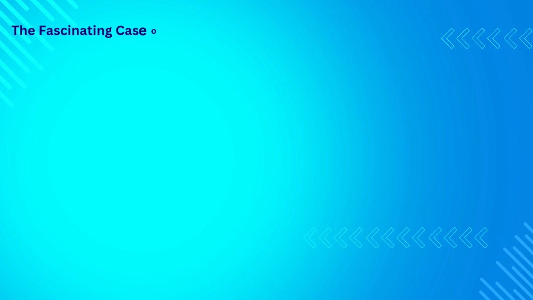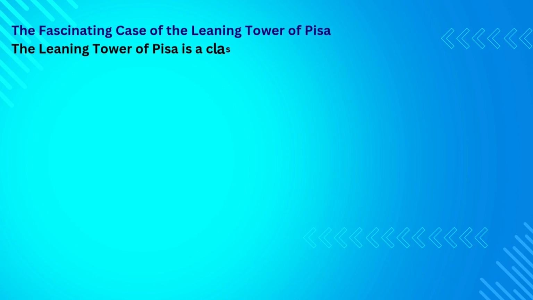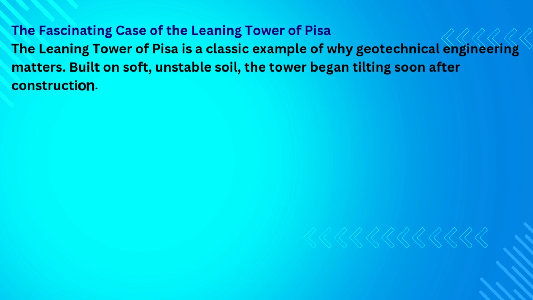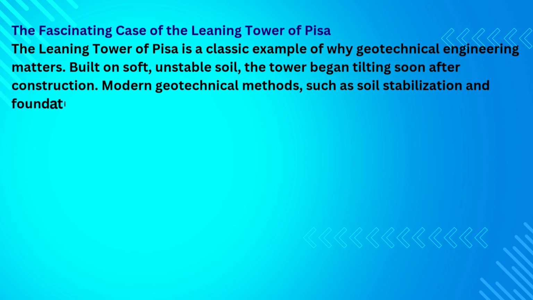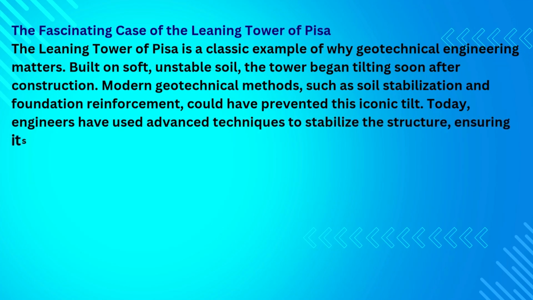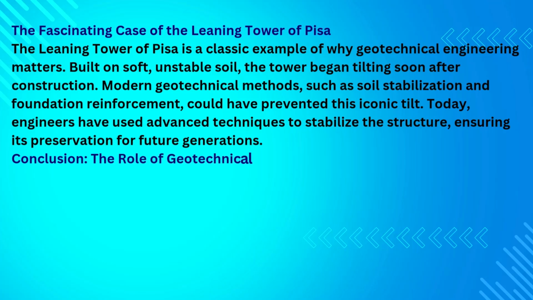The fascinating case of the Leaning Tower of Pisa. The Leaning Tower of Pisa is a classic example of why geotechnical engineering matters. Built on soft, unstable soil, the tower began tilting soon after construction. Modern geotechnical methods, such as soil stabilization and foundation reinforcement, could have prevented this iconic tilt. Today, engineers have used advanced techniques to stabilize the structure, ensuring its preservation for future generations.